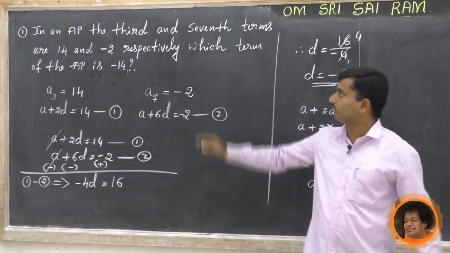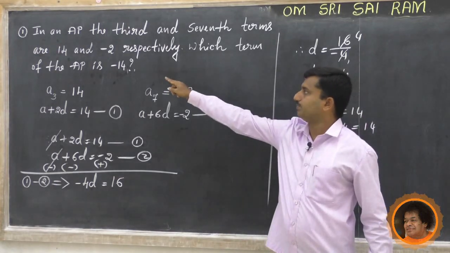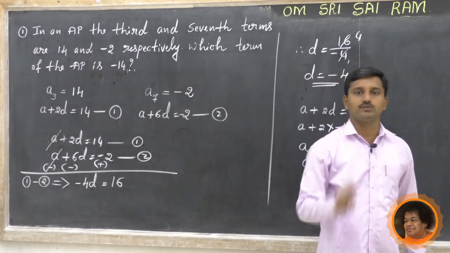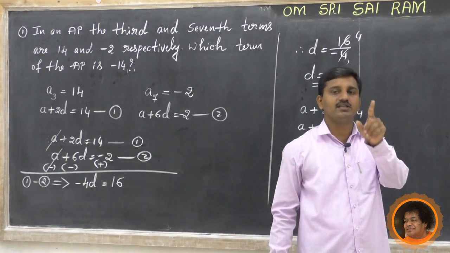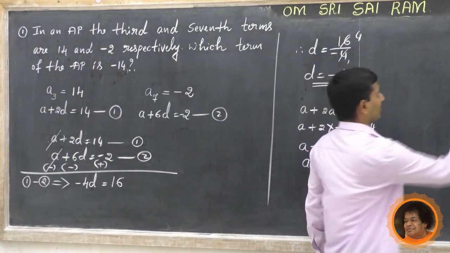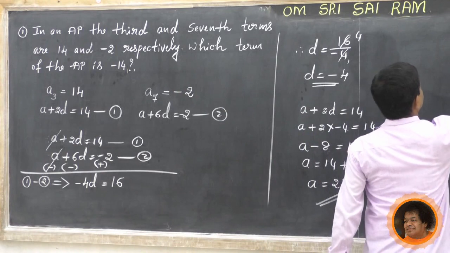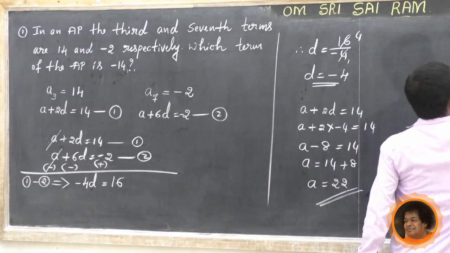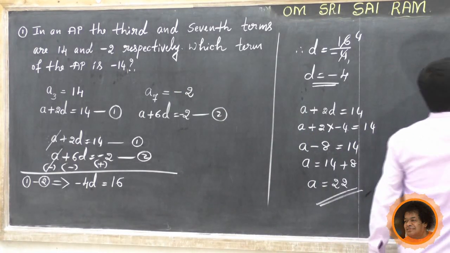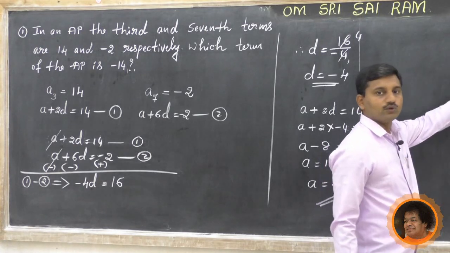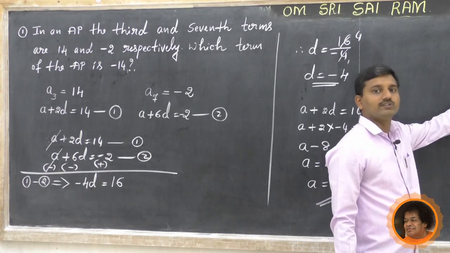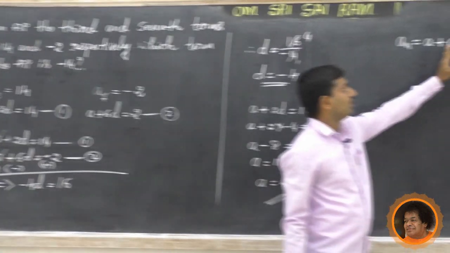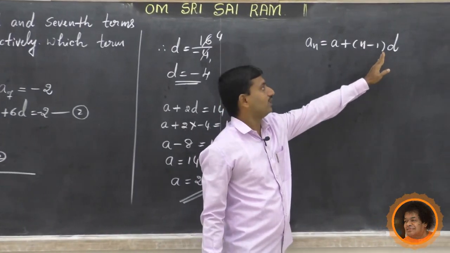So this is the value of the first term. So what is the question given? Which term of the AP is minus 14? Which term means that is the n, or the number of terms. So what is the formula? an equal to a plus n minus 1 into d. So this is the formula to find the nth term of the AP. So an equal to a plus n minus 1 into d.